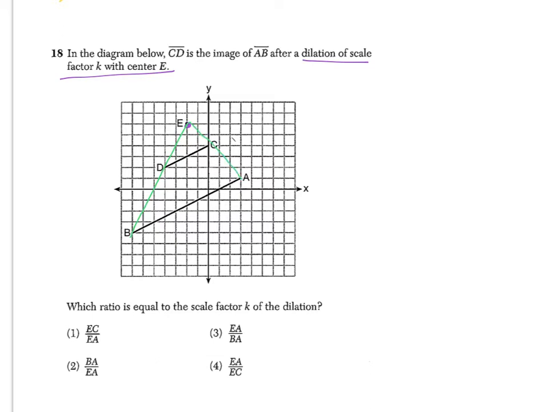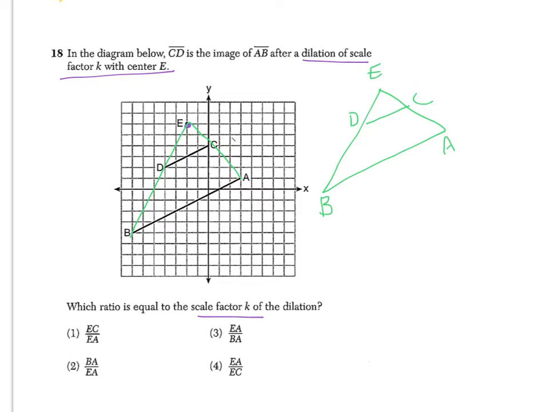So now we have this figure that looks like something that we're used to seeing, where we have E, D, C, B, A. It says which ratio is equal to the scale factor K of the dilation. Now it's hard to figure out what the scale factor is. It's certainly possible, we can do it, but it's not totally necessary here. If we can find a ratio that would relate pieces of information to one another, then we can figure out which scale factor was used here.